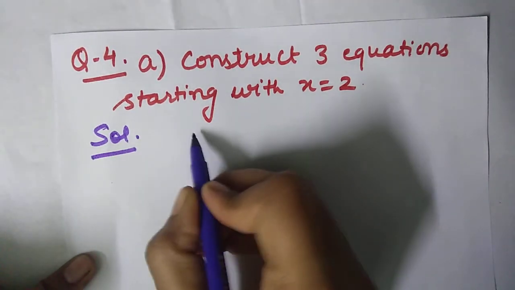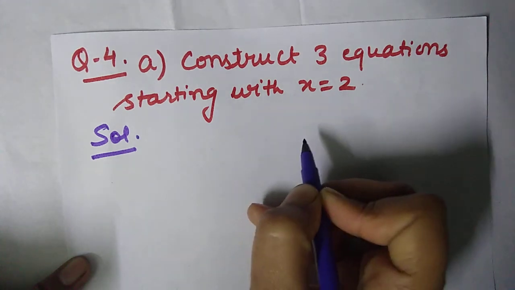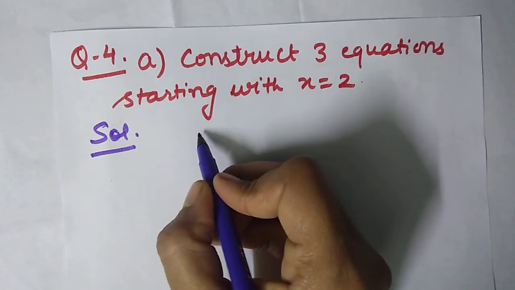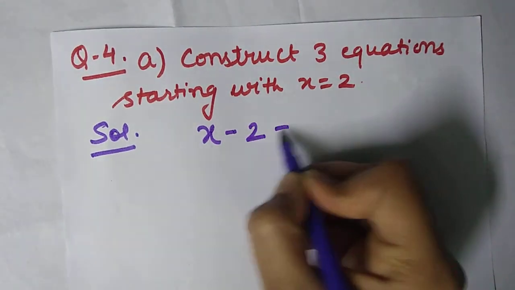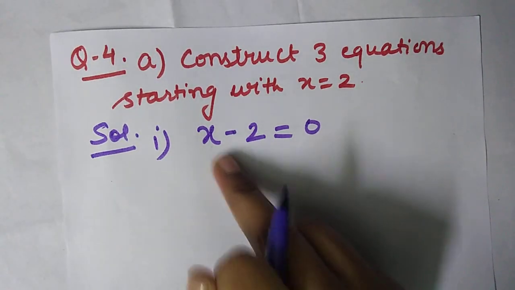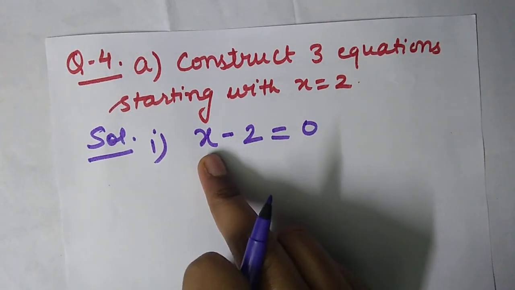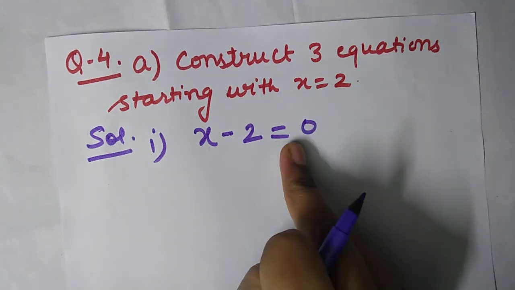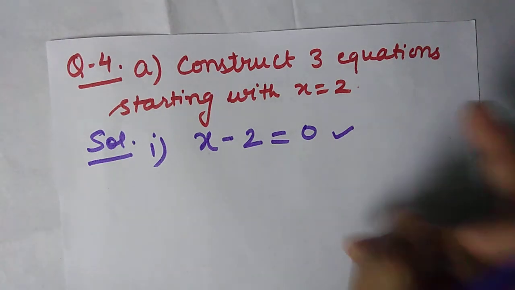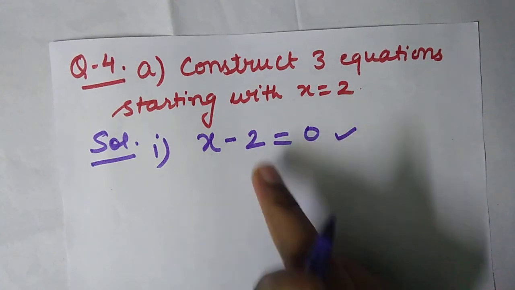Suppose I am writing an equation such that the value x equal to 2 will satisfy the equation. So let it be x minus 2 equals 0. This is the equation that is satisfied by x equal to 2. If I put x equal to 2 in the equation, then LHS will become equal to RHS. In the same way, you have to write 3 equations such that the solution of the equation will be x equal to 2. This is one example I have given.